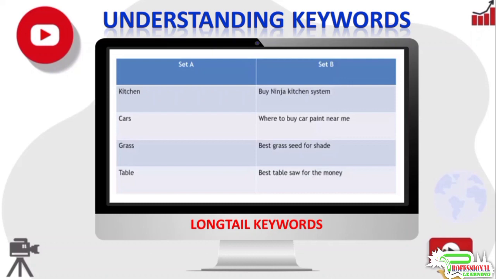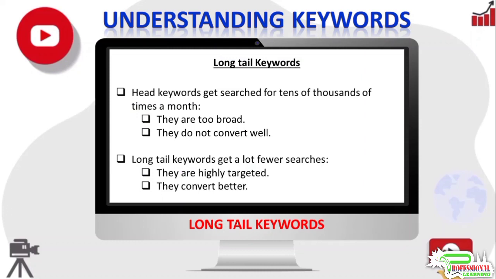While head keywords get searched possibly tens of thousands of times a month, they are too broad. Long tail keywords, on the other hand, may get searched for a lot less, but they are highly targeted buyer keywords. It's a lot easier to create high quality content for long tail keywords, and long tail keywords convert a lot better. Anyone who is typing a long tail keyword into a search engine knows exactly what they are looking for. If you give them the content they are looking for, you have a much better chance of generating a sale.